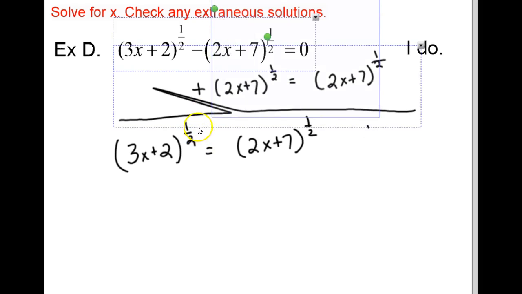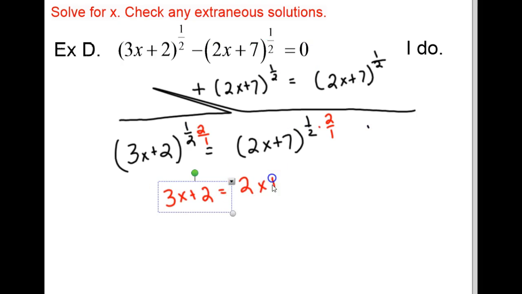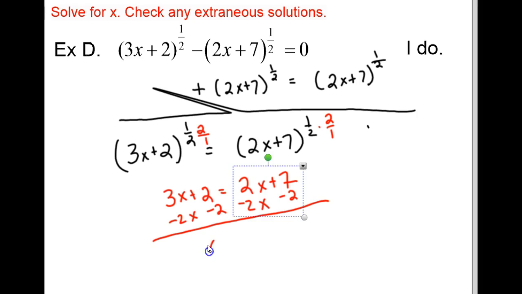And now I'm going to square each side. So now I'm going to multiply this by the reciprocal, which is 2 over 1, and I end up with 3x plus 2 is equal to 2x plus 7. So that works out really nicely. So let me solve this, and I end up with x is equal to 5.